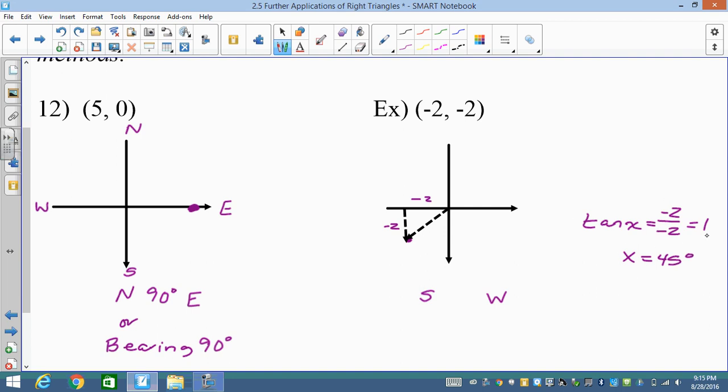How do I know this so fast? Because this is the one I asked you guys to memorize. This is the easiest one to memorize. Tangent at 45 is 1. So this would be south 45 degrees west. Or the bearing: now we need to know from due north, how many degrees did we go? Well, this is 180 plus the 45. So this is bearing 225 degrees.